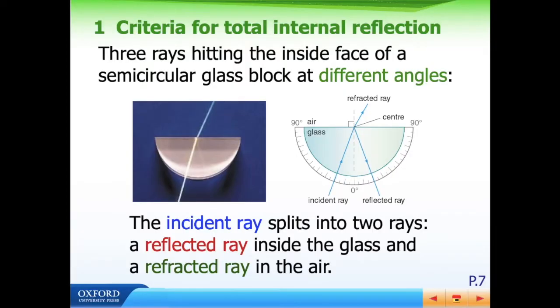We are now in section 1, criteria for total internal reflection. Now, from that video clip, you saw that there are three rays hitting the inside face of a semicircular glass block at different angles. And these rays are the following: the incident ray, reflected ray, and the refracted ray. The incident ray is the light ray coming from the source of light. Now, this incident ray splits into two rays: a reflected ray inside the glass, as shown in the diagram here, and a refracted ray as shown in this diagram also.